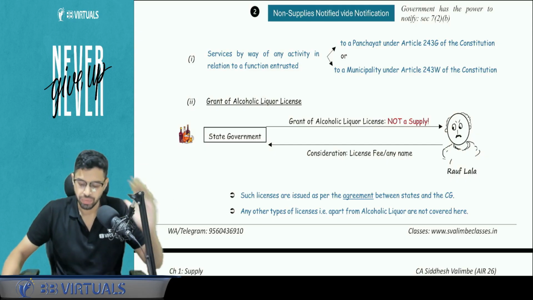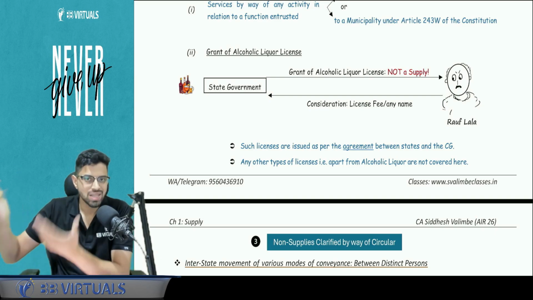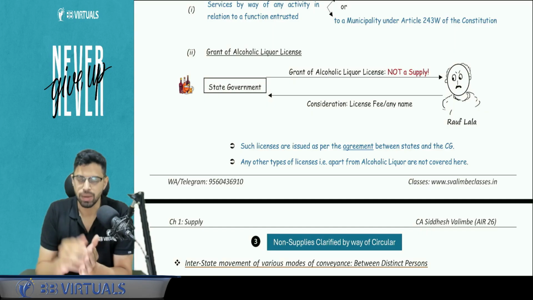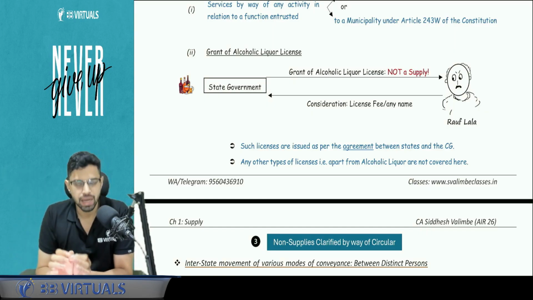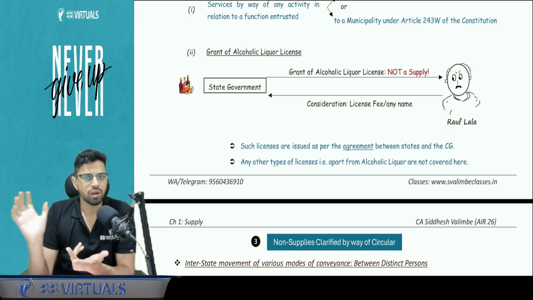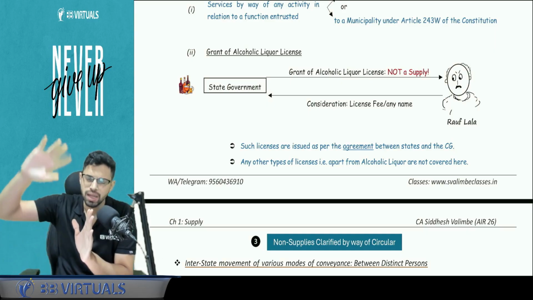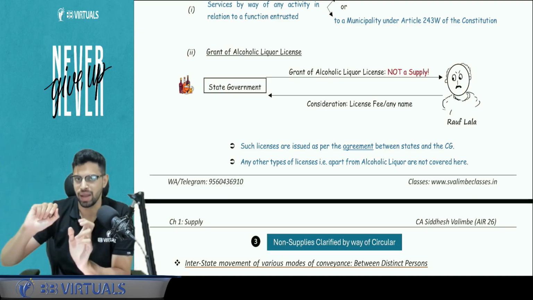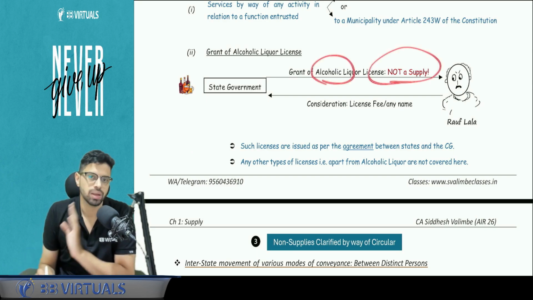Now, grant of alcoholic liquor license. What is happening here? I go to my state government, I ask for a license of alcoholic liquor. This is not a supply. So against the license, whatever consideration I pay, GST will not be applicable. Is this clear? Now, if I go for any other license, let's say a Kirana store license, truck license, road license, everywhere GST will be applicable. With respect to trucks, there is an all India permit, which is a separate thing covered under exemption. But here with respect to non-supply, only and only the alcoholic liquor license is covered.